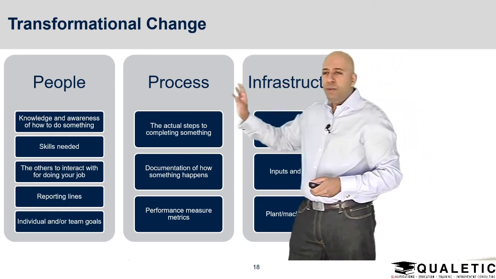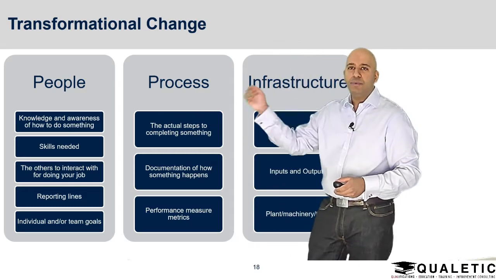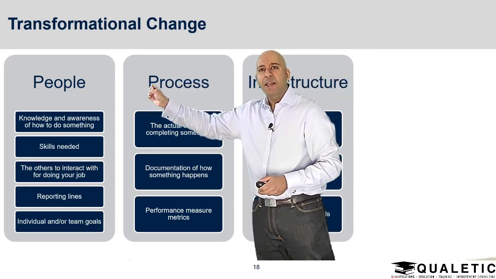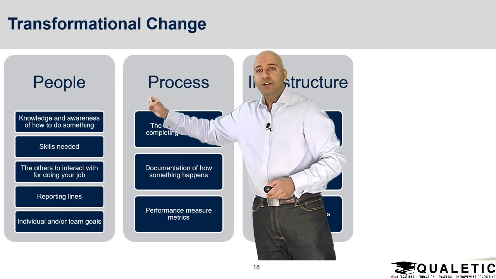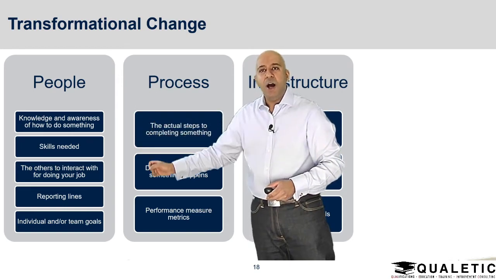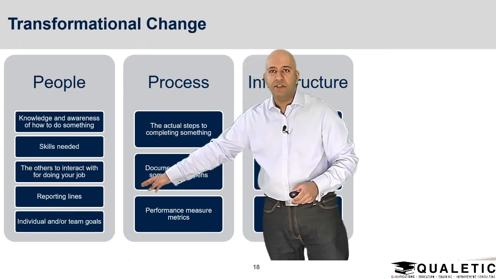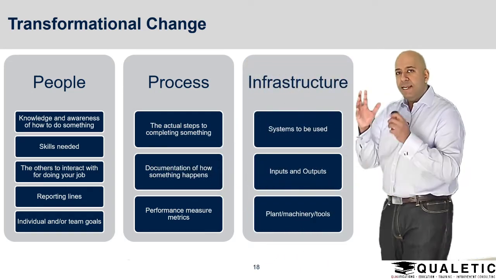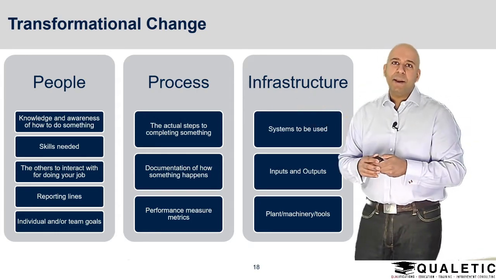And do we need to change things in terms of people? When you change infrastructure and process, you're going to need to change people anyway. But does everyone have the updated skills that they need? Do they have the right knowledge? Are people reporting to the right people? And are they goaled to achieve the right things? These are all things that need to be looked at in combination as they have an interdependent relationship on one another.